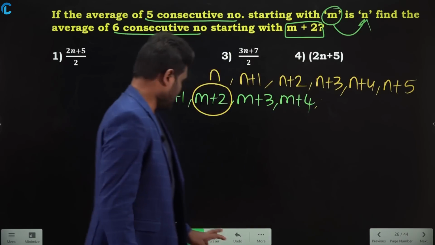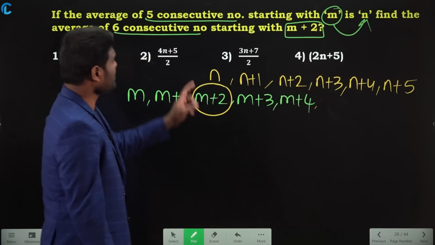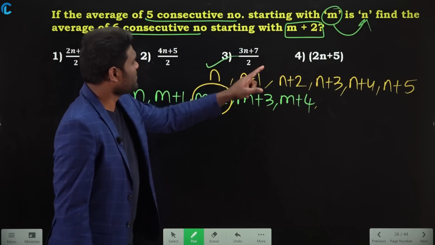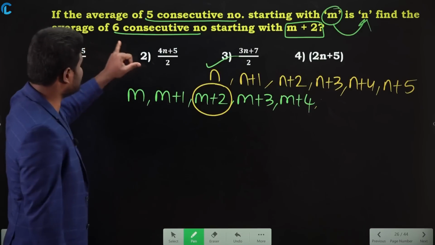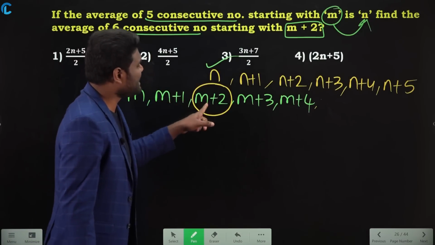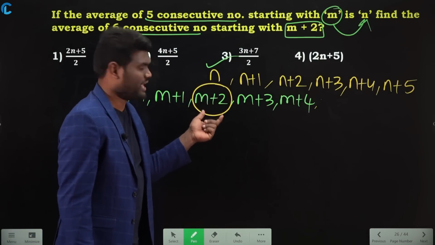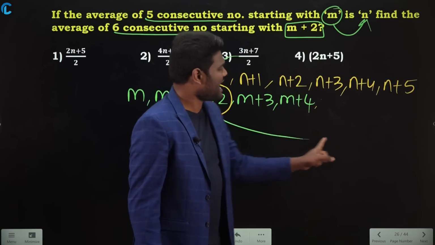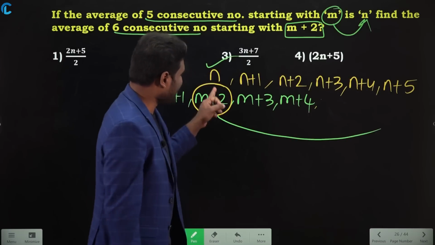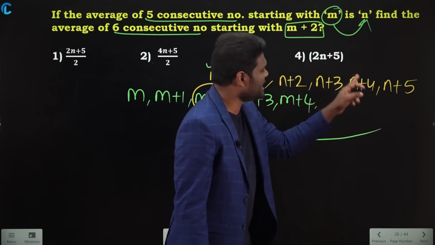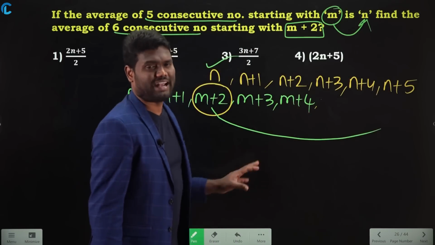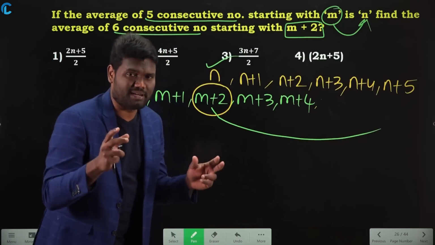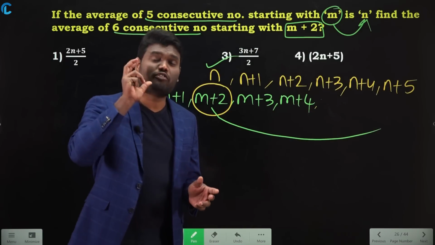Yes or no? Why? Because the question says the average of 5 consecutive numbers starting with m is n. Find the average of 6 consecutive numbers starting with m plus 2. If this is m plus 2, from this onwards you need to have 6 numbers. So 6 numbers means n, n plus 1, n plus 2, n plus 3, n plus 4, n plus 5. For this, I need to find the average. Look here, how many numbers do I have? 6 numbers.